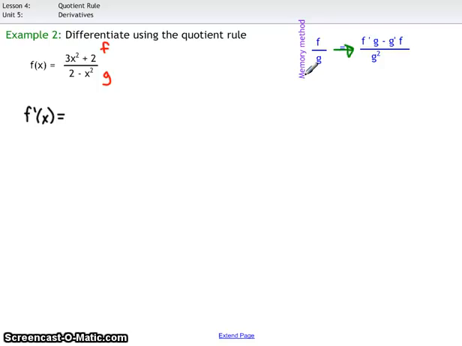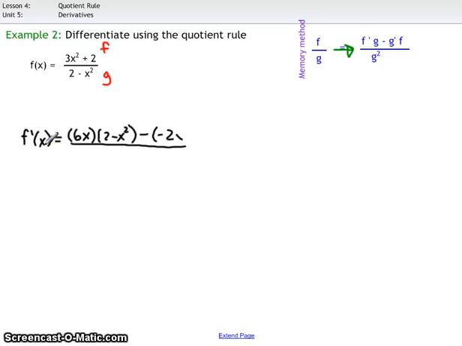So if you're taking a look at your derivative, I'm just going to move this down so we have a little more room. Okay, so what I'm going to do first is the derivative of the top. So the derivative of 3x squared plus 2 is 6x times the bottom as is, which is 2 minus x squared. Minus, because it's always subtraction in the quotient rule, the derivative of the bottom, which is negative 2x, times the top, which is 3x squared plus 2, all over the bottom squared.